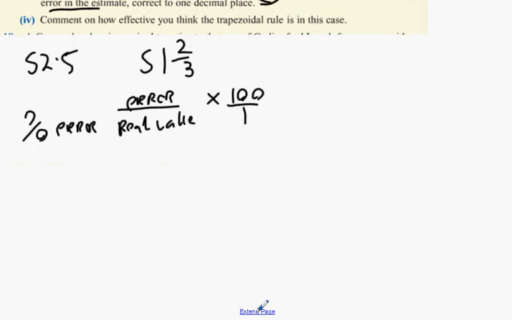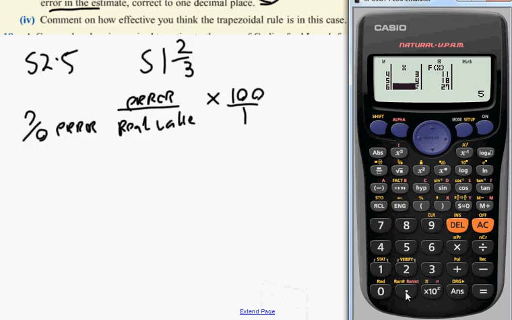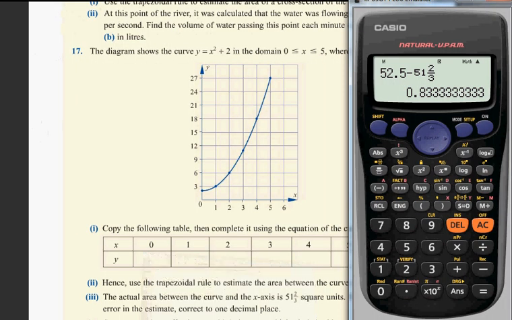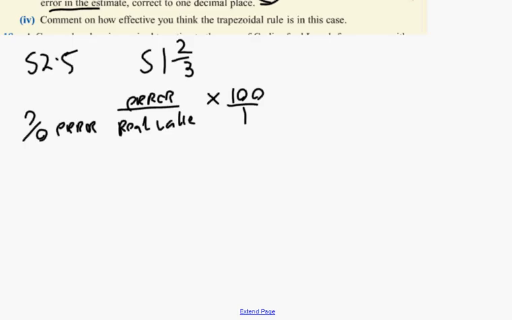What is the error? You enter 52.5 in the calculator, and see this button here, above the fraction sign. It's a very useful button. You can do mixed fractions this way. Shift, press the button. It wants me to take away 51 and 2/3. And what we get here is that the error is 0.833, otherwise known as 5/6. I have no idea why it's not converting it into that. Let's just go with 0.833. So this 0.833 is the error.